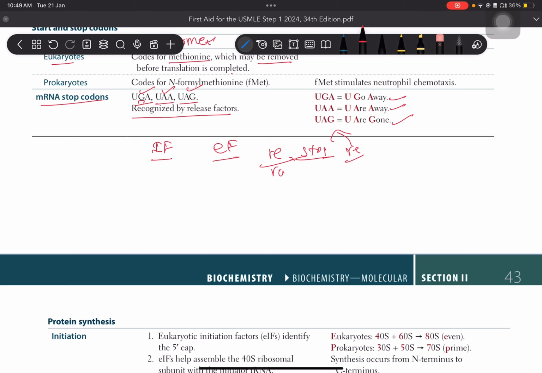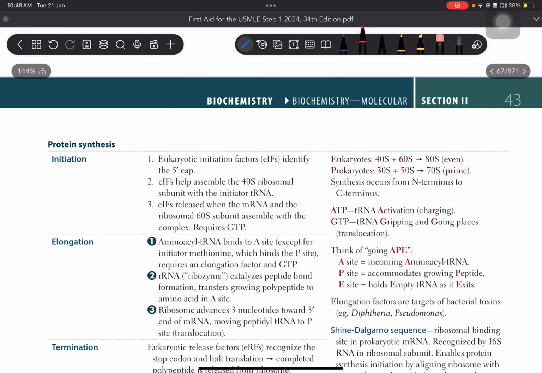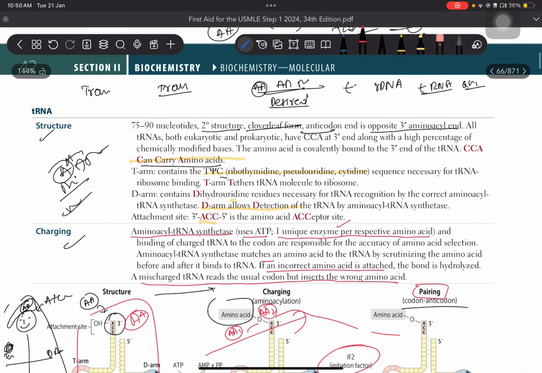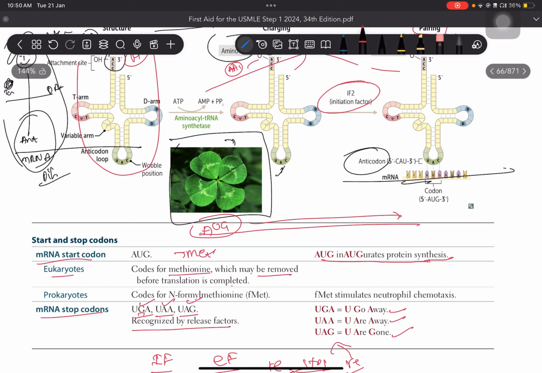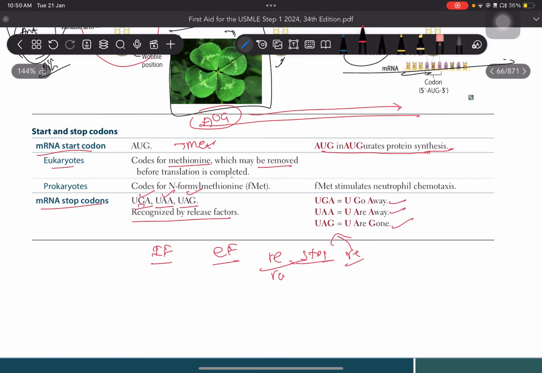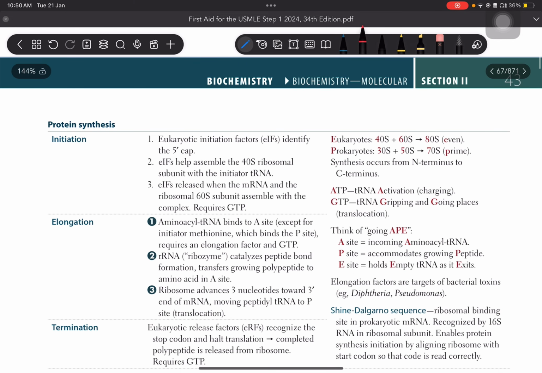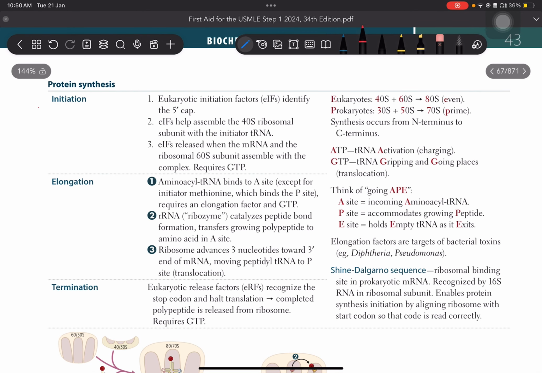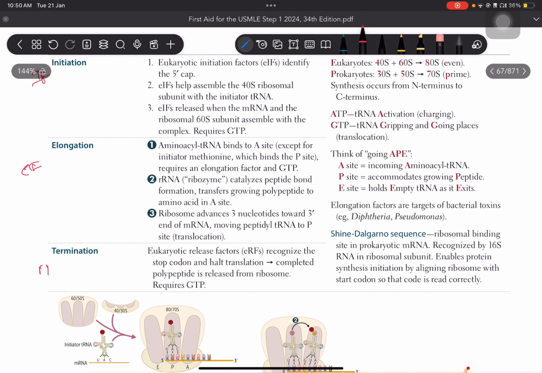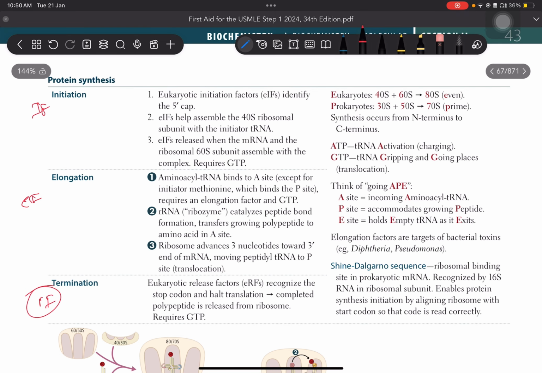Now we have understood the structure of tRNA, how tRNA carries amino acids, and what start codons and stop codons are. Now I will go into the process of protein synthesis. As we discussed, you have initiation factors, elongation factors, and termination by release factors. All these factors act in a sequential manner so that your protein gets synthesized.